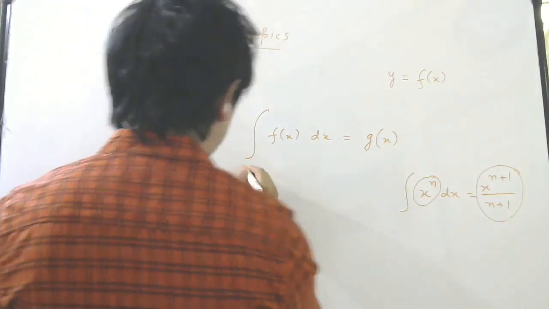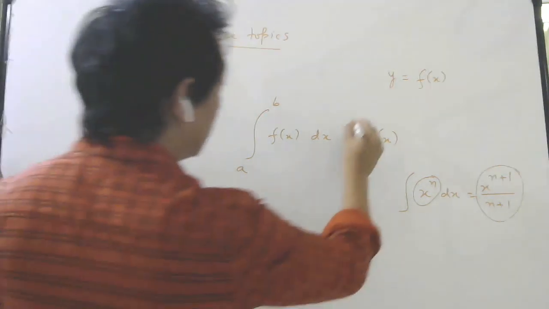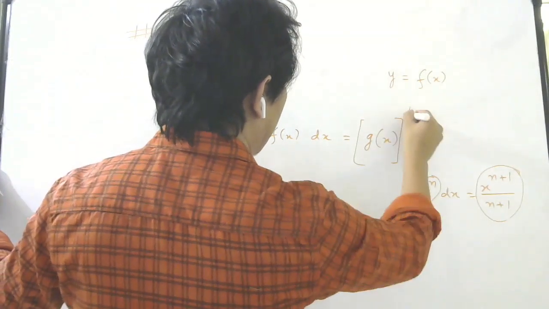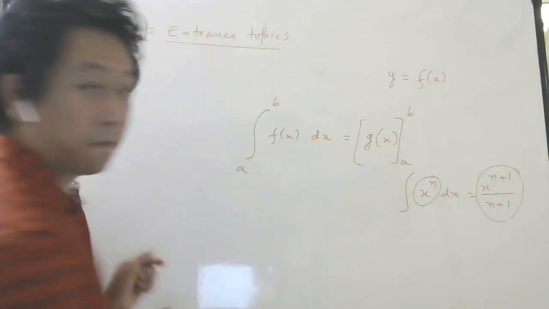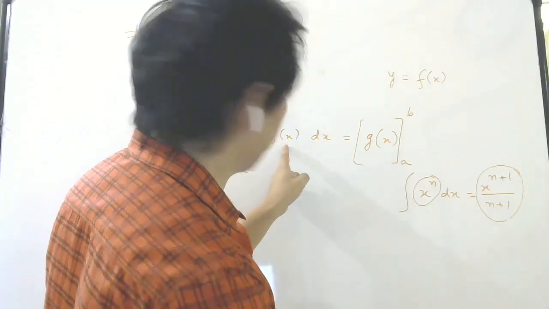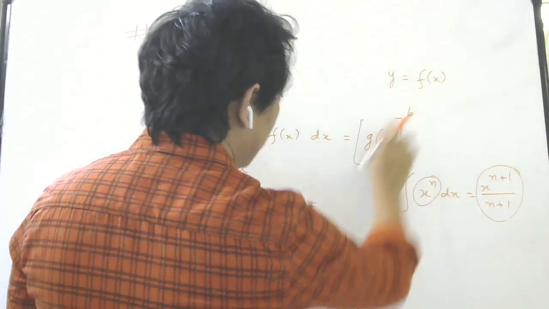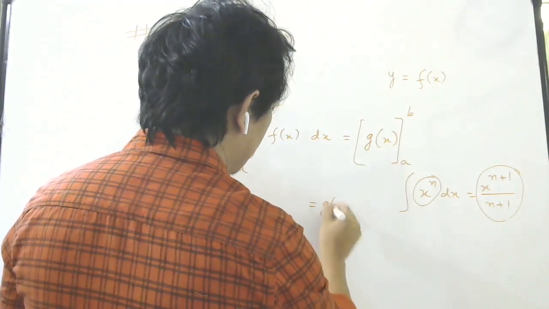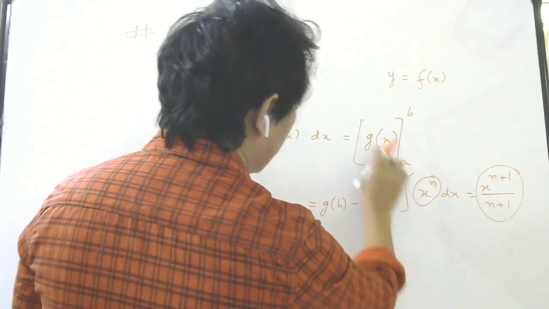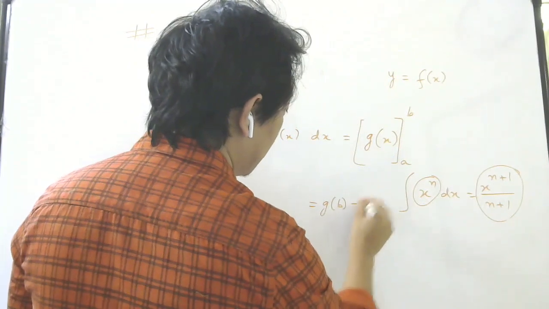Now there will be sometimes limits a, b. So if there are limits, what you should do? Put here some square brackets and write upper limit, then lower limit. So after you find the integration of f of x using some formulas, then put upper limit in place of the variable, minus put lower limit, this a, in place of the variable. Okay, so this is how we do integration.